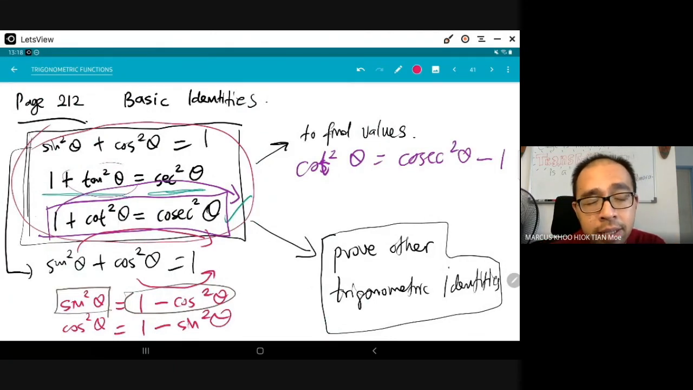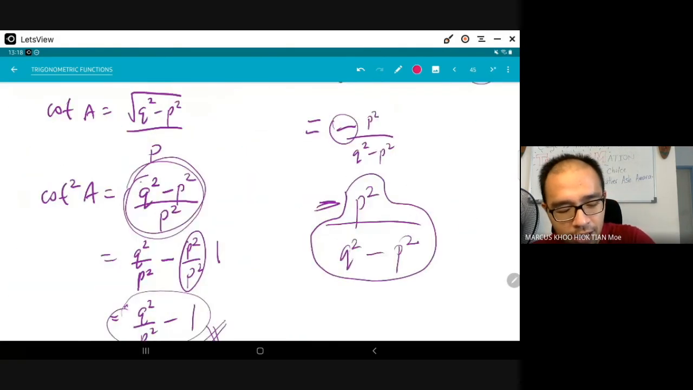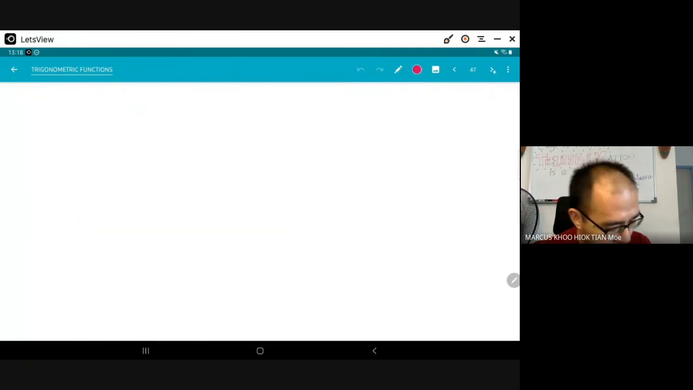Adakah identity ni akan diberi semasa peperiksaan? I don't know. I don't remember the formula list for KSSM. Tapi saya rasa macam tidak lah. Okay, you have to know this by heart. It's good to know this by heart. Okay, wow. Here am I saying good to know this by heart, tapi saya sendiri pun tidak berapa ingat. Okay, let's try another one.